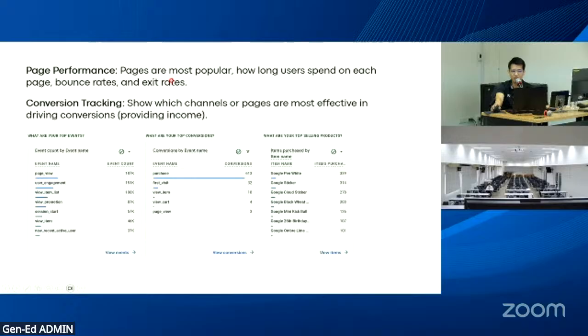Page performance. You know which pages are most popular, how long users spend on each page, bounce rate and exit rates.